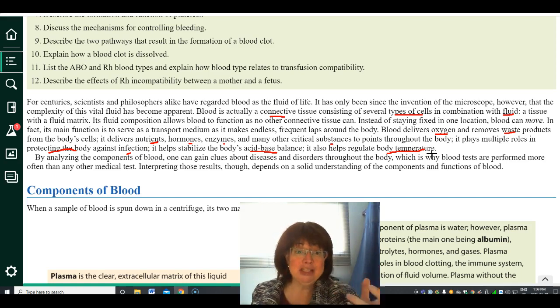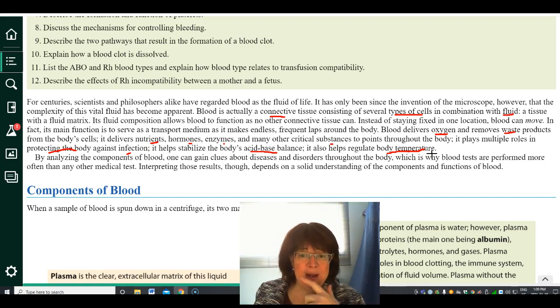Okay? Now, the reason why taking a blood sample is very easy, it's also a good way to detect disease and disorders, and it's very, very simple to do, so that's why it can be done.